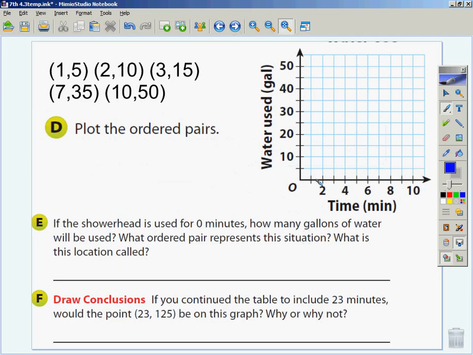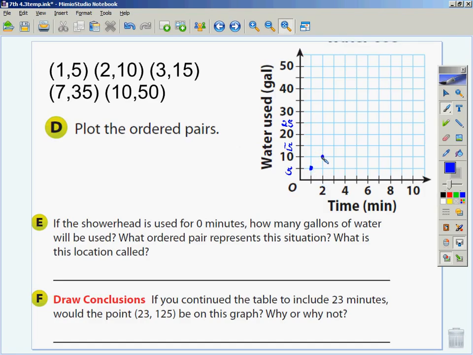Now we're going to talk about plotting those ordered pairs. They've got a graph there. So, 1, 5. These are going by 2s, so this space is in here. This is going up by what? 5s. If it helps, you can put those numbers in. So that's the ordered pair 1, 5.